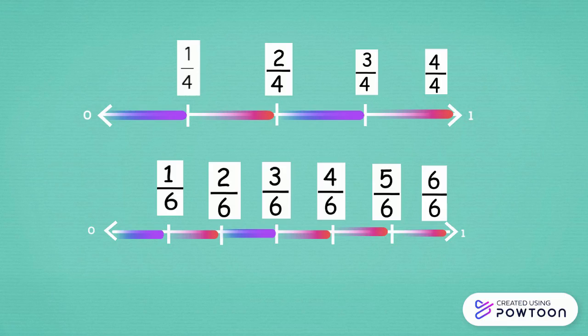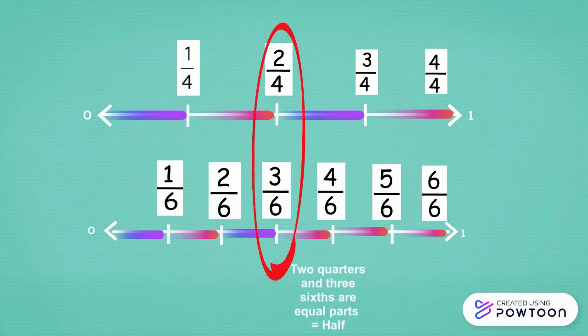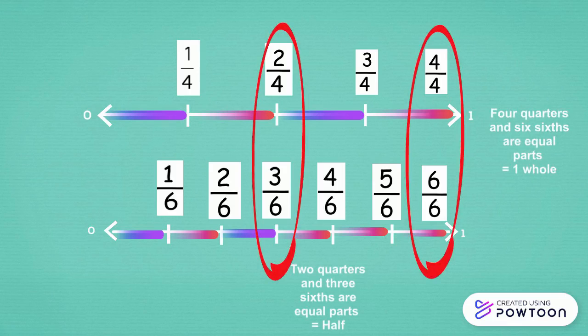Looking at our 2 number lines that both represent parts of the same chocolate bar, we can make comparisons. We can see that 2/4 and 3/6 are equal parts, 4/4 and 6/6 are equal parts, and 1/4 is greater than 1/6.